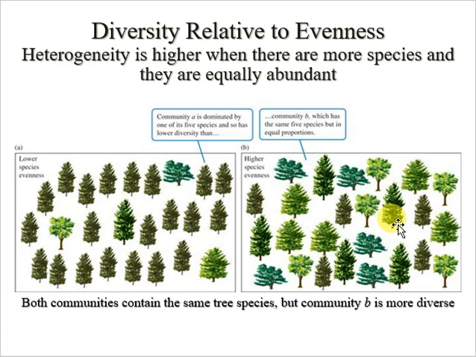Community A, again, they both have the same species, but the evenness of individuals among the species in this community is far lower. Most of the individuals are of this weird little brown fir species rather than the other four. This one has a more equal representation of individuals within each species, and therefore is more even.